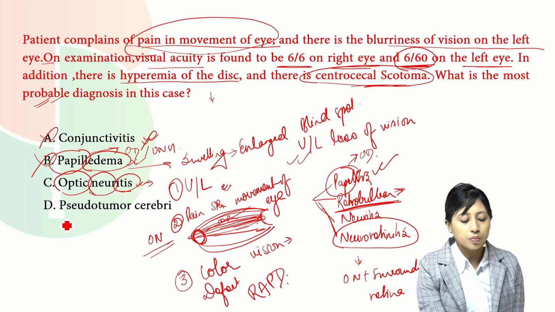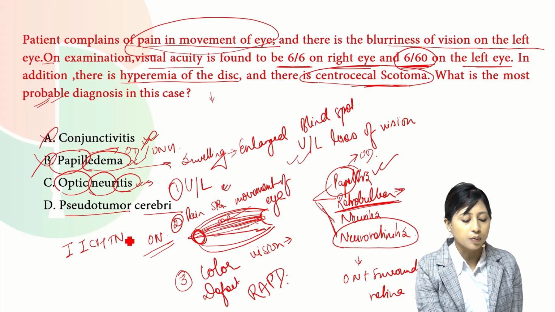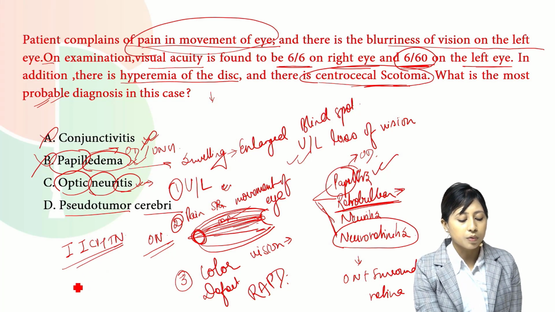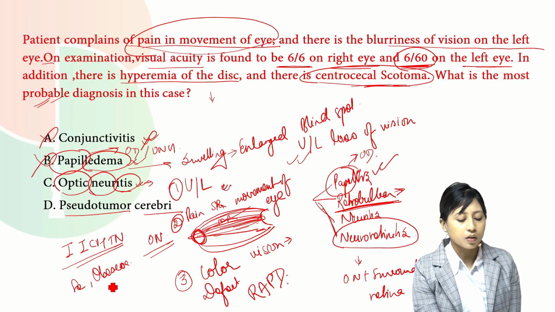And what is pseudotumor cerebri? It is also known as idiopathic intracranial hypertension. It is more common in obese female patients. They present with blurring of the disc margin.